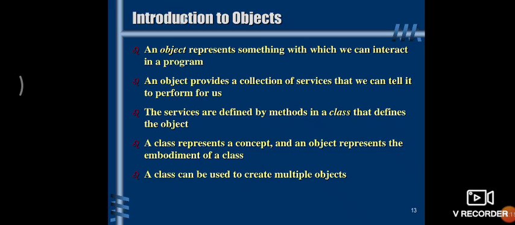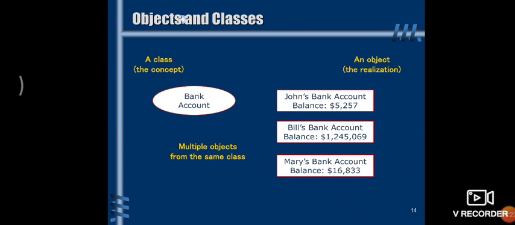A class can be used to create multiple objects. As I have told, you can have any number of objects in a particular class. So we can see a very good example of objects and classes given here. The concept, the bank account, is a class. We have taken the bank account as a class, and we are linking multiple objects of the same class: John's bank account, Bill's bank account, and Mary's bank account. So an object is the realization of the real-time entity.